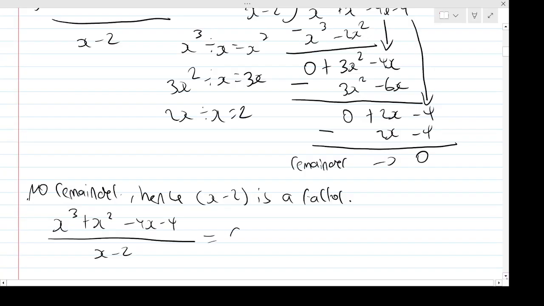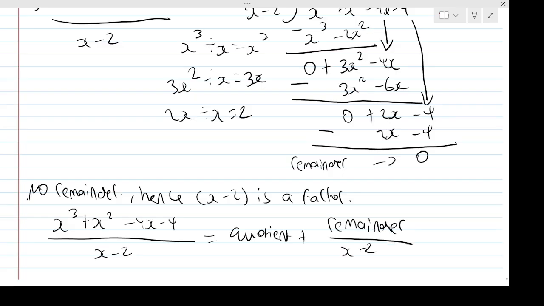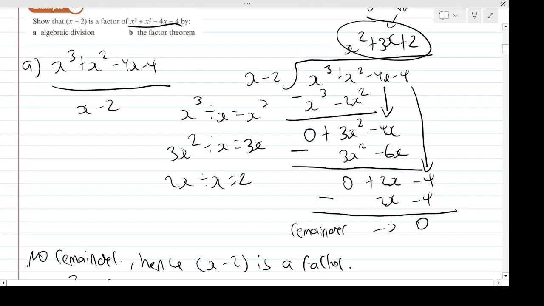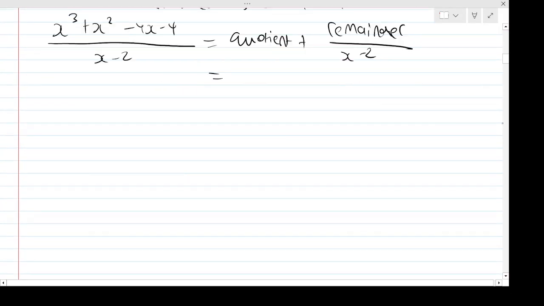Then that's the quotient. Add our remainder over x minus 2. So how much do we have left of x minus 2 after we divide? Actually, the quotient is, as we remind ourselves up here, x squared plus 3x plus 2. And our remainder was plus 0 over x minus 2. However, if that's over 0, then that's just nothing overall. So that's what we're left with.